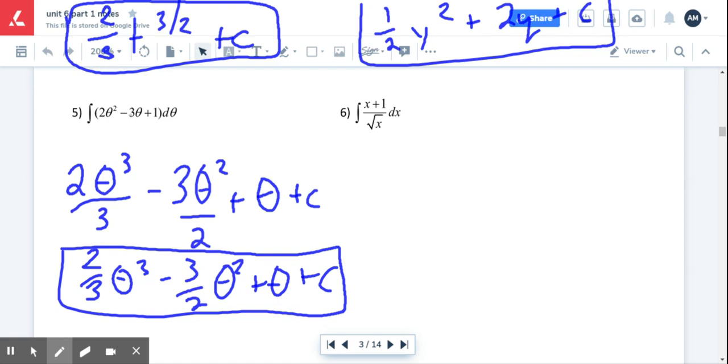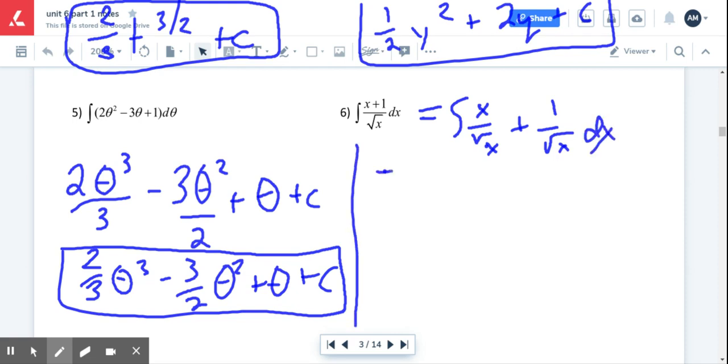So number 6. Now we haven't talked about any kind of quotient rule, and that's because there actually is not one for antiderivatives. But in this particular case, we can rewrite this so it's no longer a quotient. So this is the same thing as x over the square root of x plus 1 over the square root of x dx, which is the same thing as just subtracting exponents here. So this would be x to the first over x to the 1/2. And if we subtract those, we're left with x to the 1/2, and then plus x to the negative 1/2 dx.